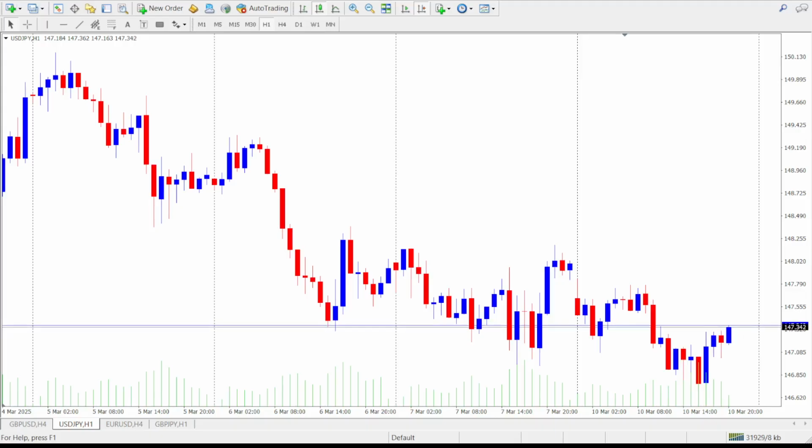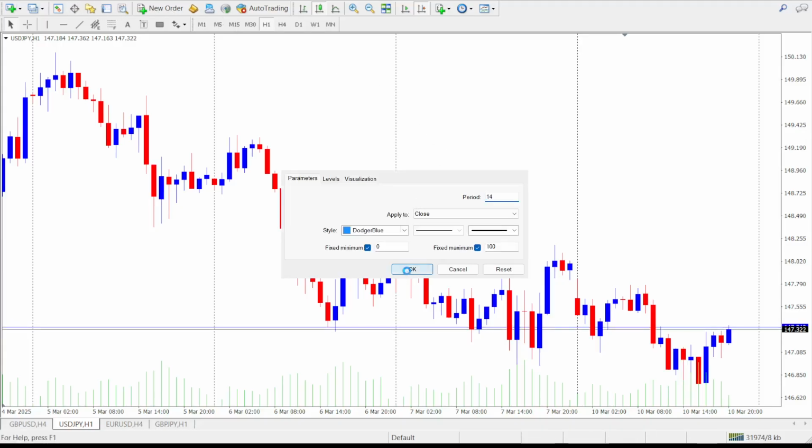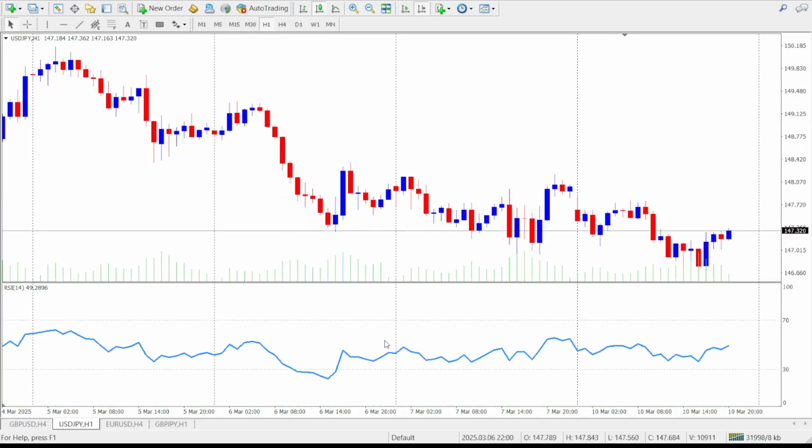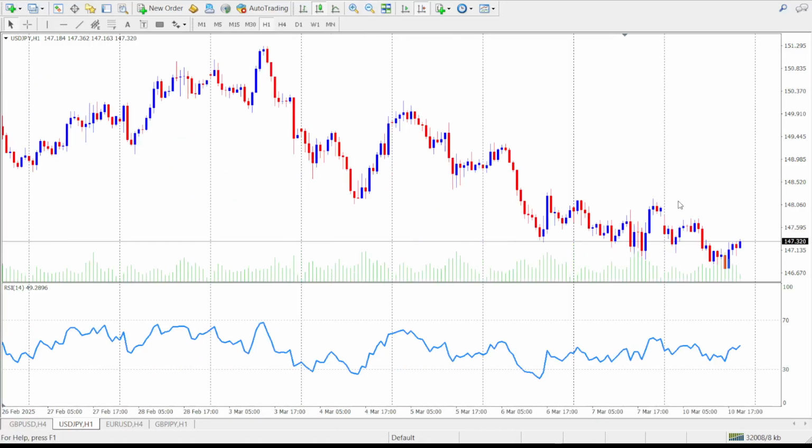Okay, now let us break down some of the best leading indicators that can help improve your day trading strategy. The first indicator we are going to be looking at is the relative strength index. This is also called the RSI for short. Now this indicator measures the speed and change of price movements to identify overbought and oversold conditions. When the RSI is above 70, it suggests that an asset may be overbought and due for a reversal.